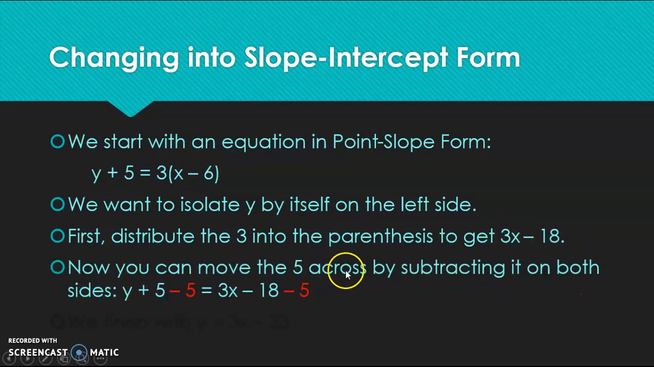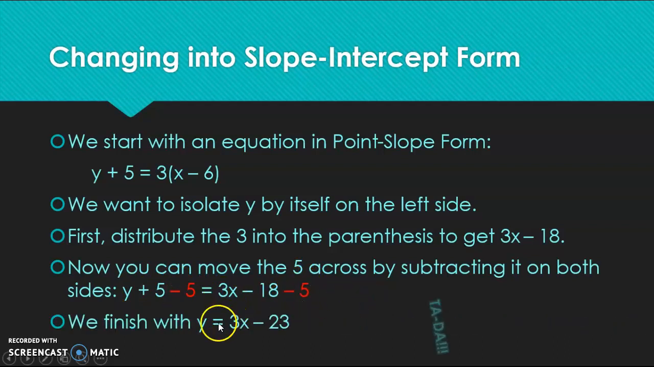Now, you can move the 5 across by subtracting it on both sides. Because we had this 5 over here, we needed to move it across. So what we did is we subtracted it, so it would make that positive 5, or the plus 5, disappear and turn into 0. So then y plus 0 is just y. But if we do it to one side, we have to do it to the other. All right, so minus 5 on both sides.